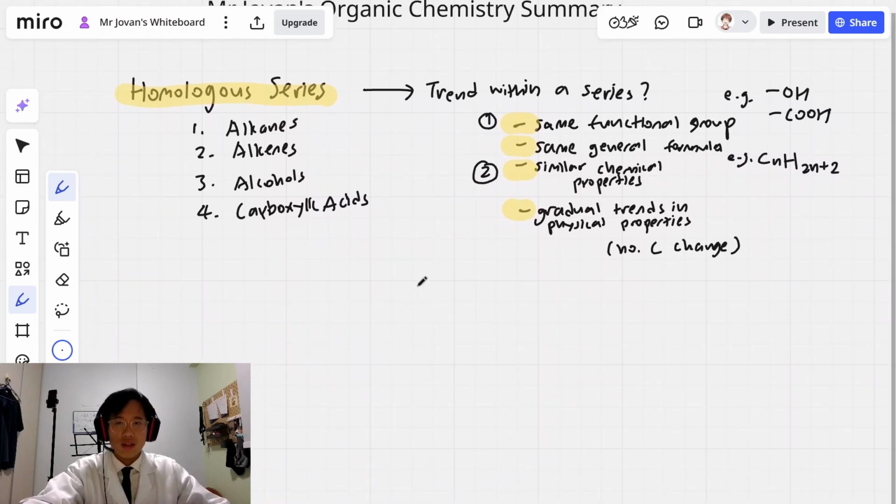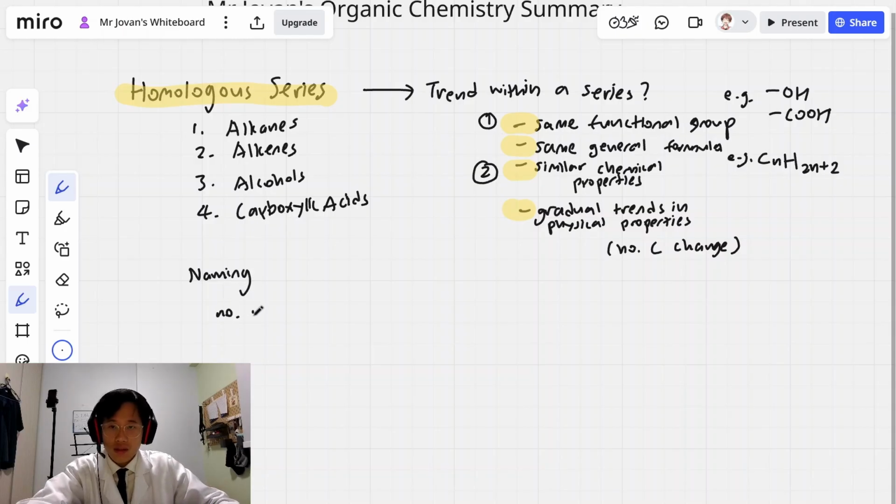Alright, let's continue. Now that we learned about homologous series, let's learn a bit about the naming, the nomenclature, or we just call it naming. It's easier. As the number of carbon atoms increases, how do we name them? Let's focus on learning up to 6. Mainly 1 to 4 is the most important. 5 and 6 rarely get tested, but please be aware.